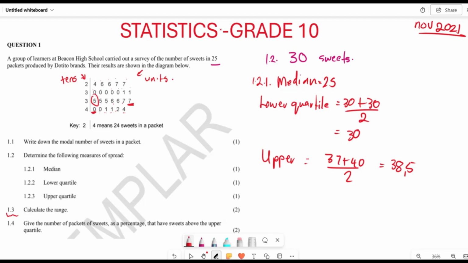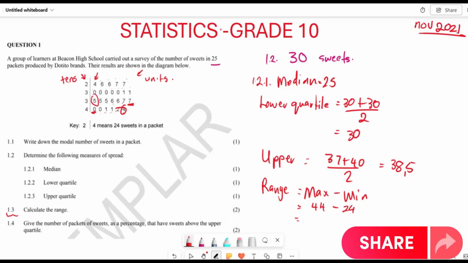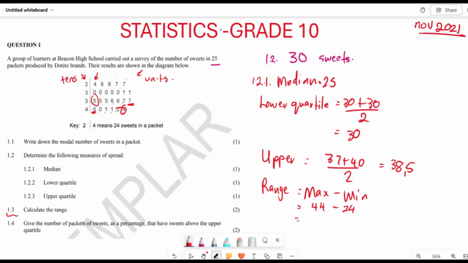Now let's look at your 1.3. Under 1.3, they want us to find the range of this data. We know the range is given by the maximum value subtract the minimum value, right? Your maximum value here is 44. Subtract your minimum value, which is 24. So it's 44 subtract 24, which is 20. That's going to be the value of your range.